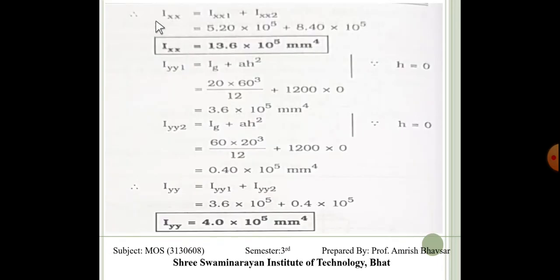Now Ixx is equal to Ixx1 plus Ixx2. Now total Ixx we can get as 13.6 into 10 raised to 5 mm raised to 4. Now Iyy1. So Ig plus AH square. So DB cube by 12 plus A2. Here x1 minus x bar, but x1 and x bar both are 30, so h is equal to 0. Iyy2 again Ig plus AH square. Here also h is 0. So total Iyy is equal to 4 into 10 raised to 5 mm raised to 4.